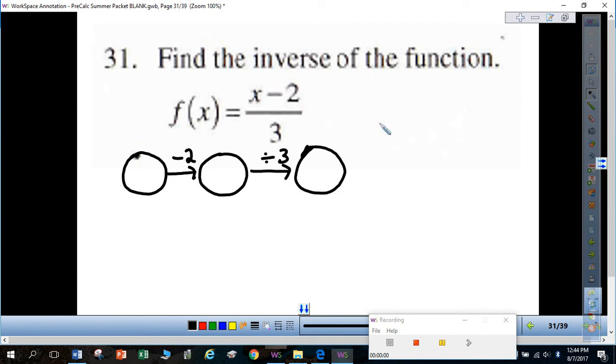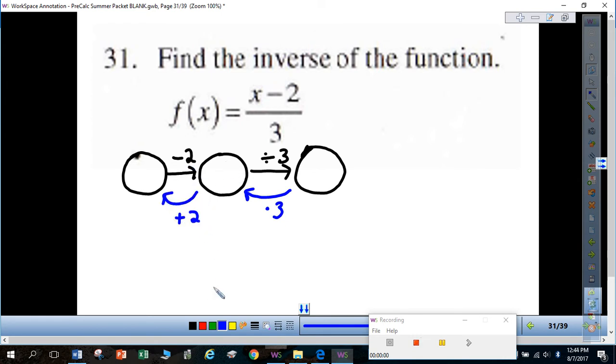The inverse is what happens if you put a number in at the end of the function machine and it goes through backwards. Those operations are called the inverse. So if we want to undo what the original function has done, the first thing to undo is dividing by 3, so we multiply by 3 to get back to this number, and then to undo subtracting 2, we add 2.